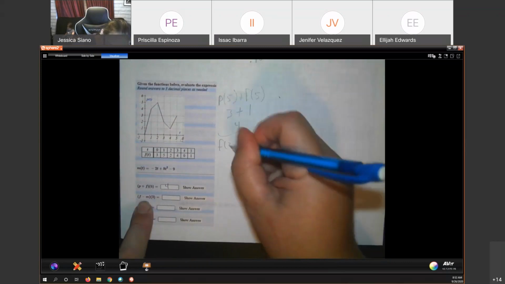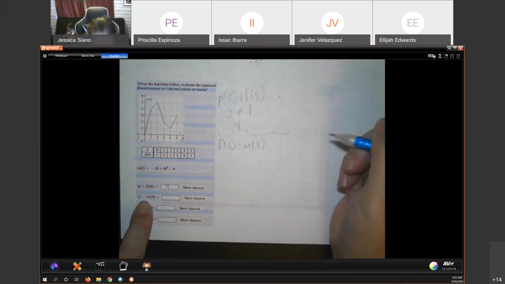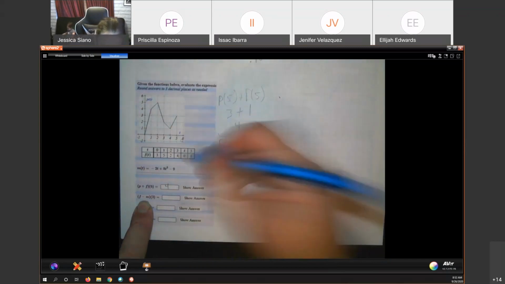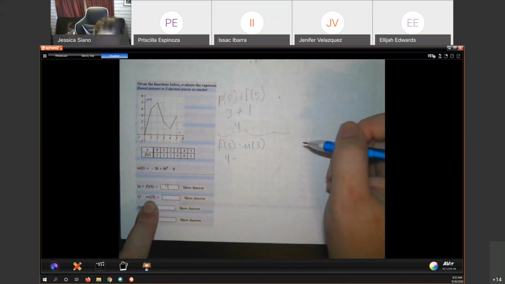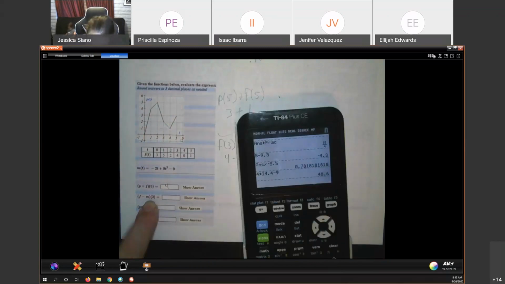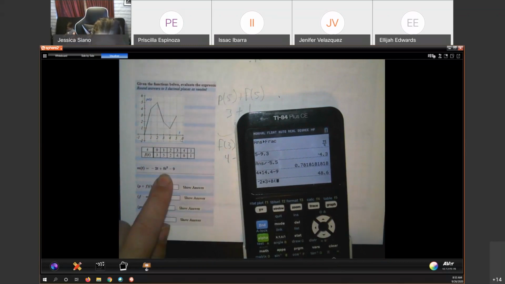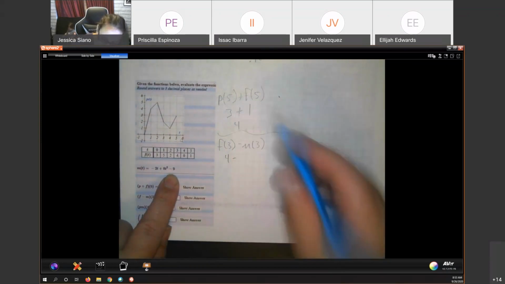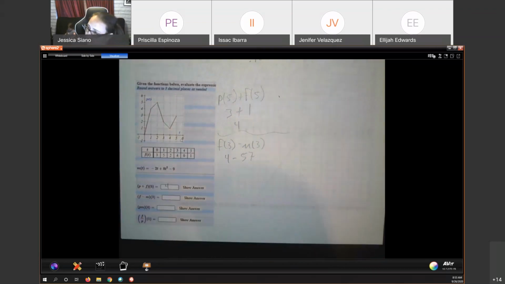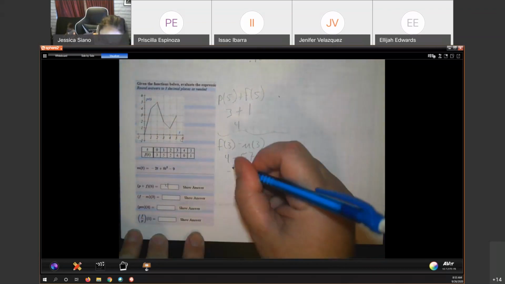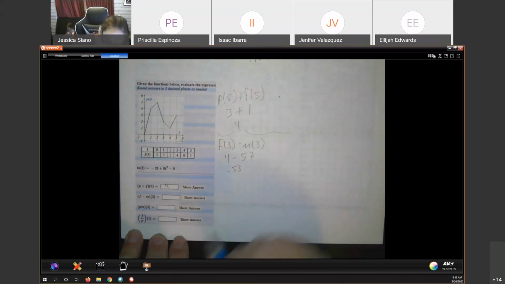F of 3 minus M of 3. Okay. F of 3 is 4. M of 3, well, let's figure that out. Negative 2 times 3 squared. Nope, negative 2 times 3 plus 8 times 3 squared minus 9. 57. M of 3 is 57. So then 4 minus 57 would be negative 53.